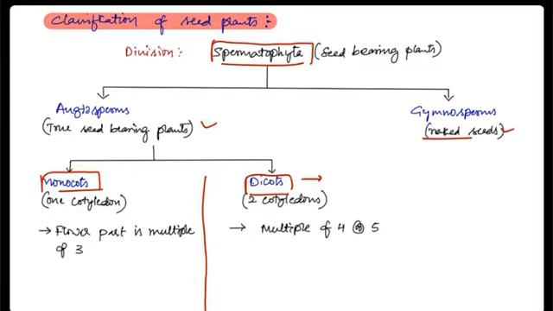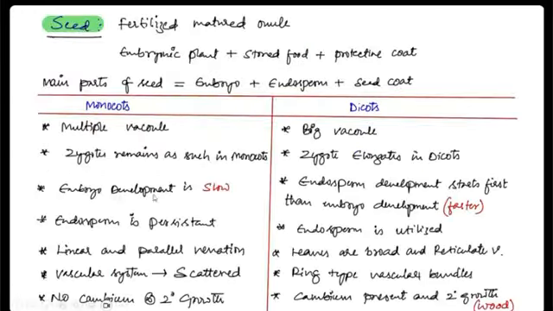Okay. So I've listed all the differences. Just go through the differences. I know you will have studied all these things in class 11th and 12th, but make sure to remember them now. I've mentioned all the differences between the monocots and dicots. I may have missed a few, but all the major or important differences I have mentioned here.